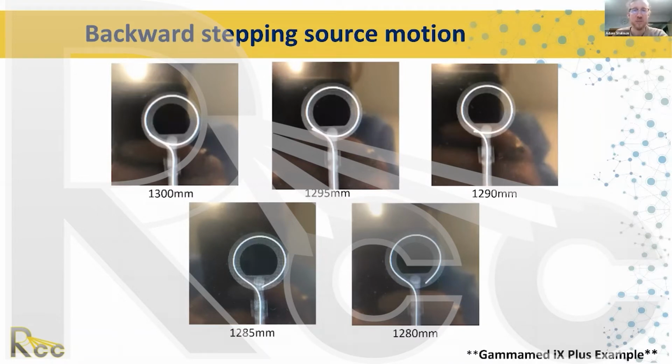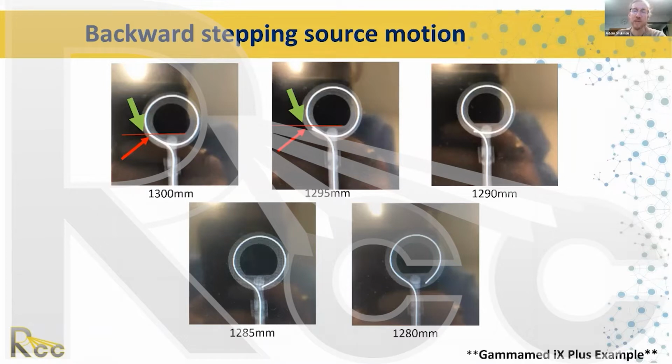Backward stepping source motion. This happens to be a Gammamed IX example. Your rings could be different, your machine could be different, but we're talking about the mechanism of the behavior. In this case, the source comes all the way out, moves all the way around the ring, and goes all the way to here. This is at 1300 millimeters. Here's at 1295 millimeters. If you look at it, it's barely changed position, maybe 1 millimeter.